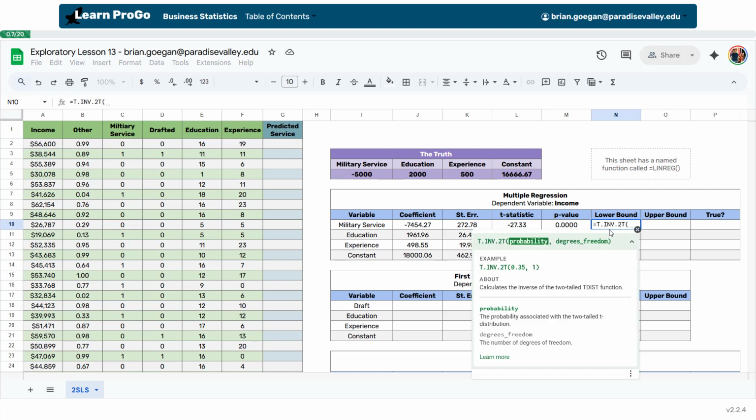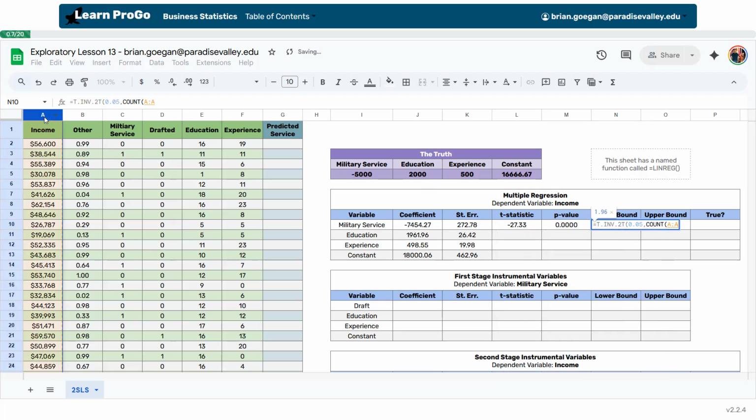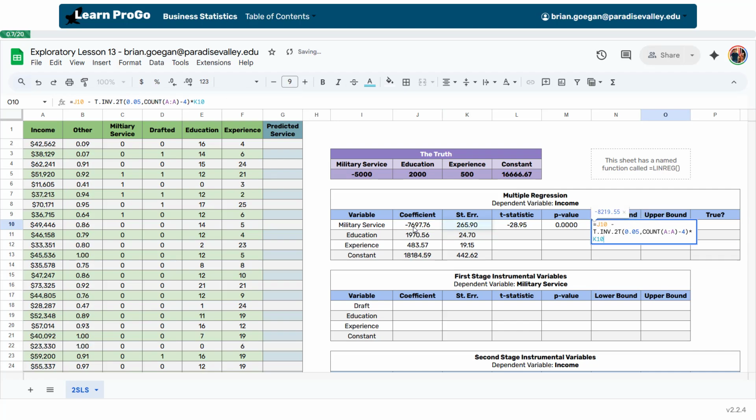Then we can calculate an upper bound and a lower bound using our T.INV.2T, where for our probability, we're going to put 0.05. And for our degrees of freedom, we're again going to have to do our count. And we'll subtract 4 from that. So that gives us our critical value for t that we multiply by the standard error. And I'm kind of doing it out of order because at the beginning here, we're going to want to put the coefficient for the lower bound minus that value. I'm going to copy this and put it over here in upper bound, but change that minus to a plus.